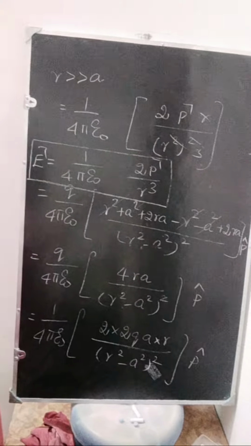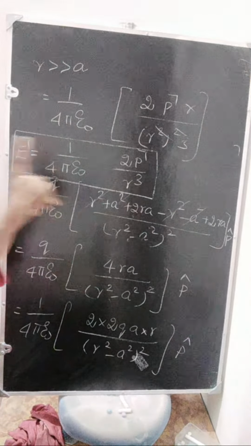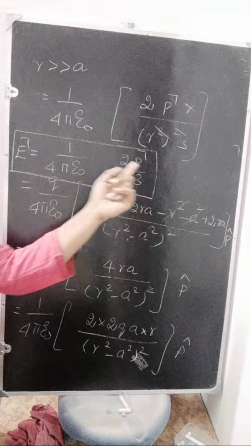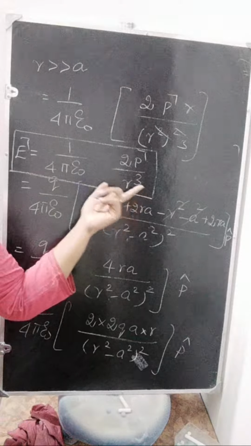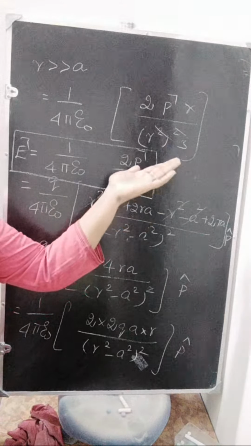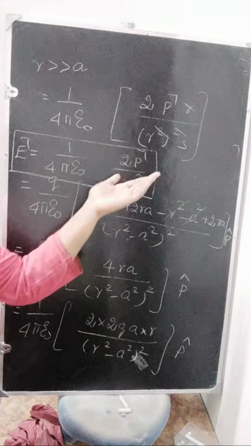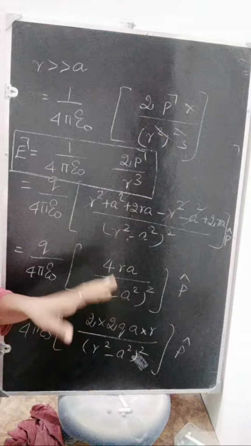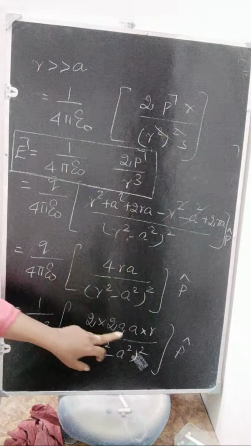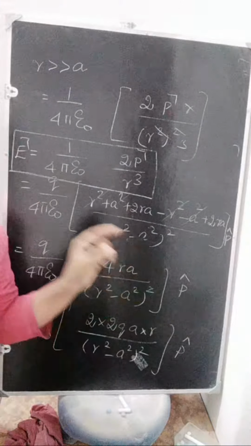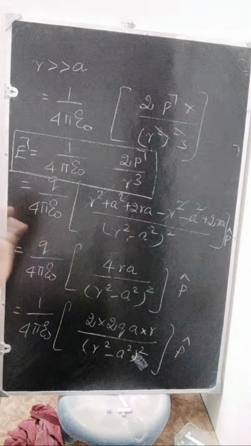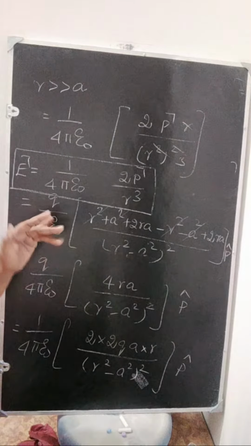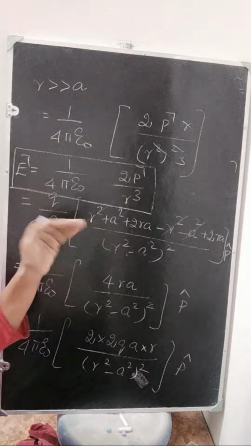Along the axial line, when you keep the test point, a test charge, the electric field due to the dipole is given by 1 by 4 pi epsilon naught 2p vector divided by r cube. What is p vector? P vector is the dipole moment. The dipole moment value we can calculate by multiplying 2qa. So don't forget that also, that is very important. 2qa into p cap gives you the dipole moment value. This is E vector when we are calculating along the axial line of the dipole.